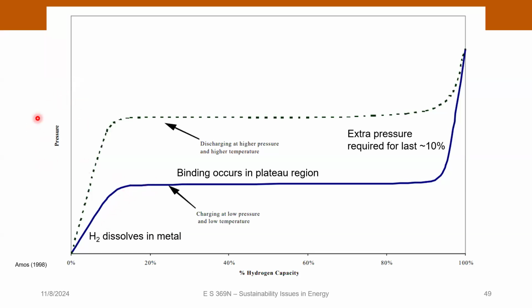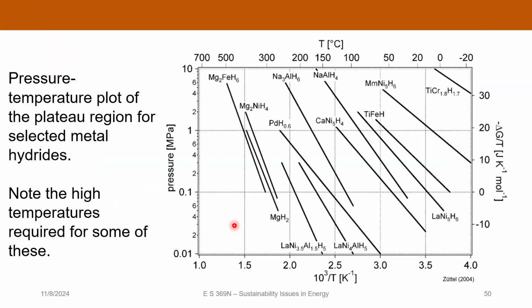And this is done at elevated pressure. And most of the binding occurs in this plateau region. And the plateau region occurs at a different temperature for different metals, depending on what you're doing. And then you will discharge at a higher pressure and a higher temperature, again, because of the endothermic nature of these reactions.